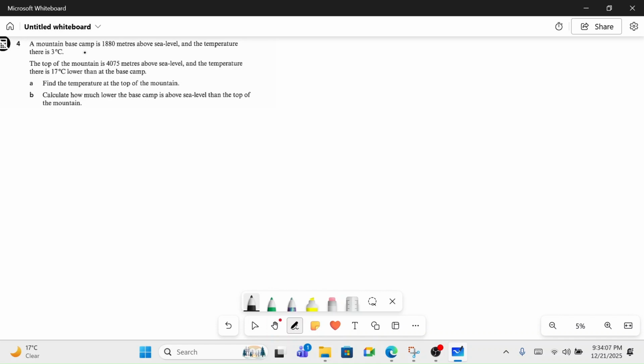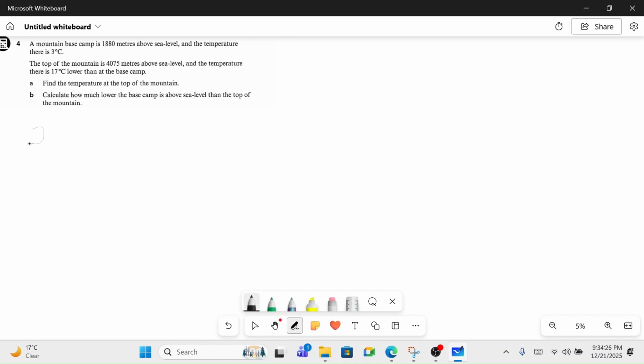A mountain base is 1,880 meters above sea level. The temperature there is 3°C. The top of the mountain is 4,075 meters above sea level, and the temperature there is 17°C lower than at base camp. Okay. Find the temperature at the top of the mountain.